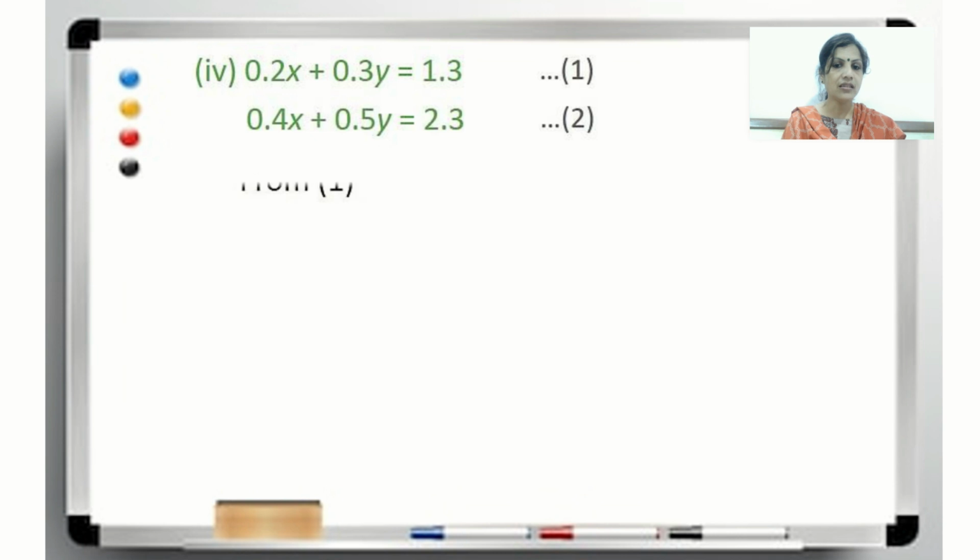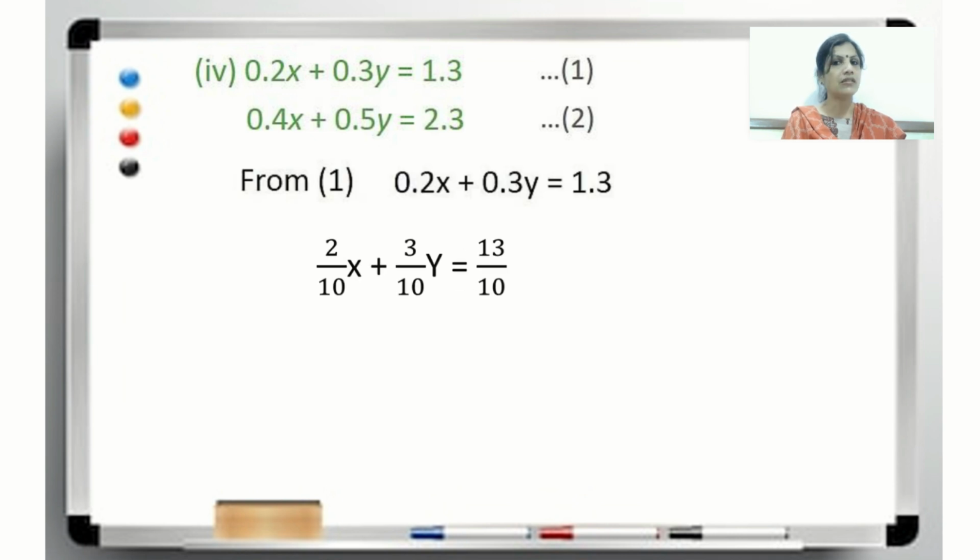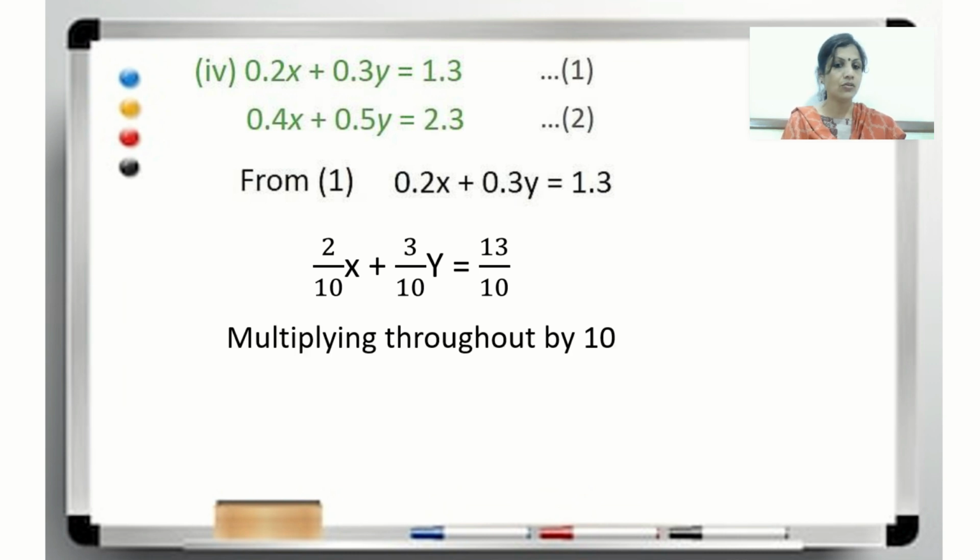You will write it like this: 2 by 10 into x plus 3 upon 10 into y is equal to 13 upon 10. How do I remove the denominator? Because that will make my equation more simple. So I can multiply throughout by 10 and so the 10 will get cancelled from all the terms, and finally I'll have 2x plus 3y is equal to 13. So my decimal point equation has changed to a very simple form and I'll give number 3 to this equation.